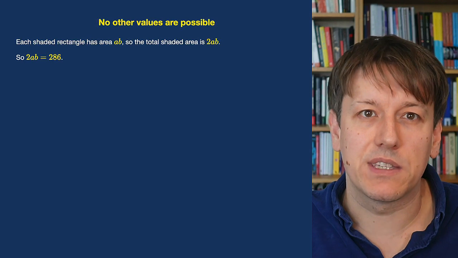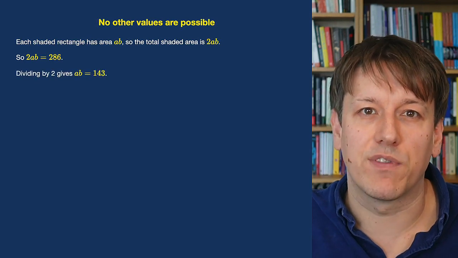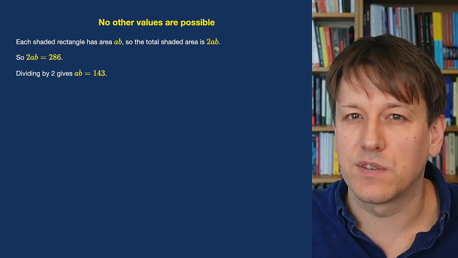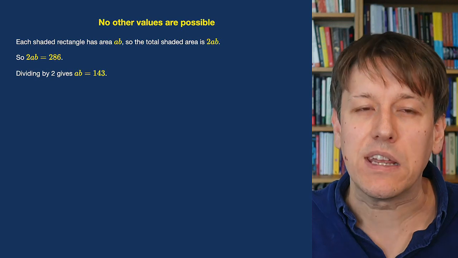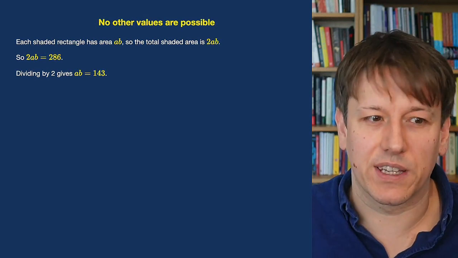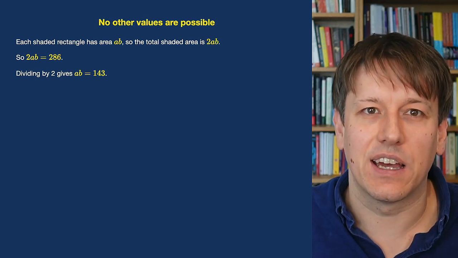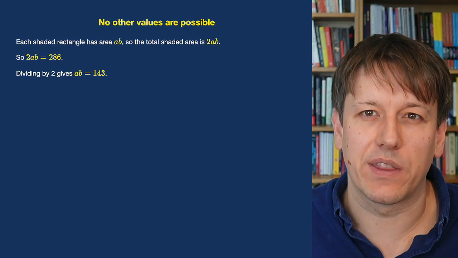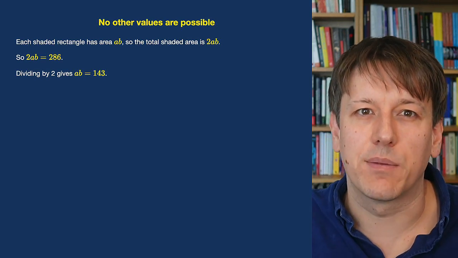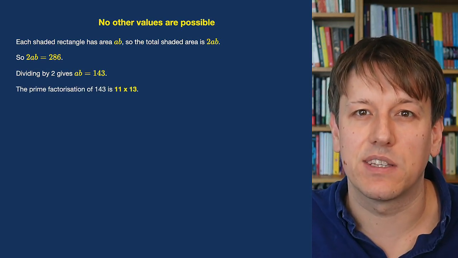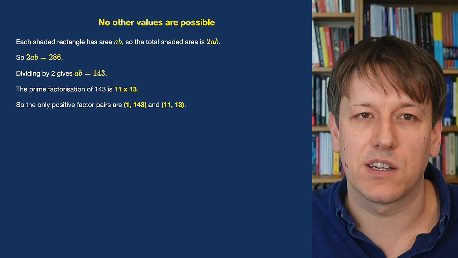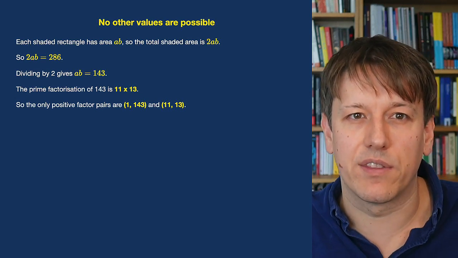What would we write? We would say we know that AB equals 143, so A and B must form a factor pair of 143. Of course, you'll have the previous working getting to that equation as well, and explaining why that equation is as it is. The prime factorization of 143 is 11 times 13, so the only positive factor pairs are 1 and 143, or 11 and 13.